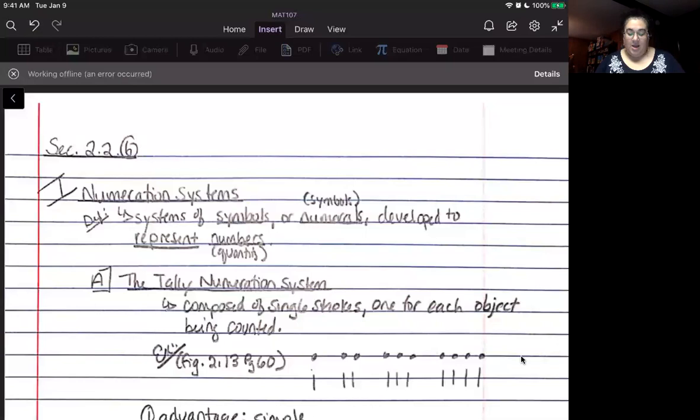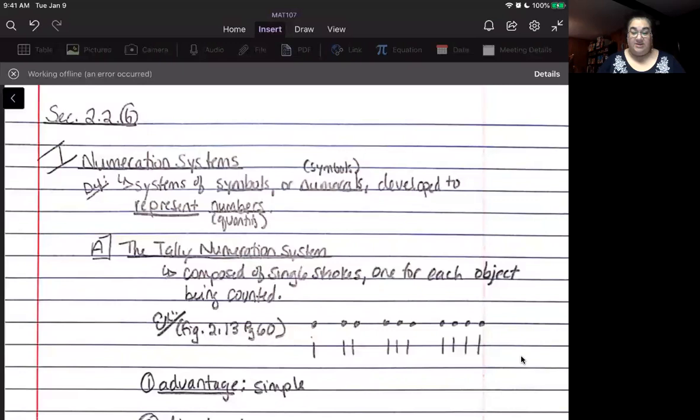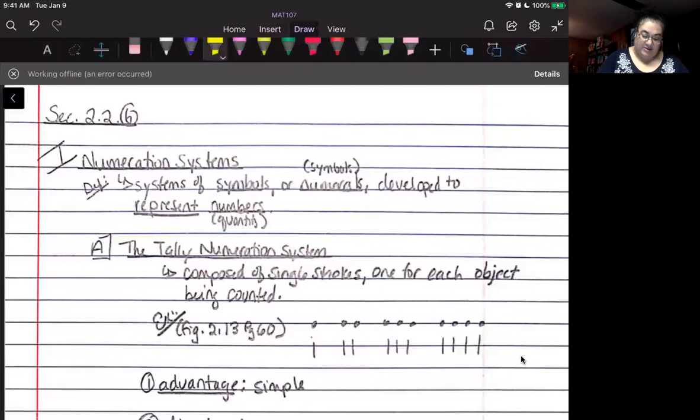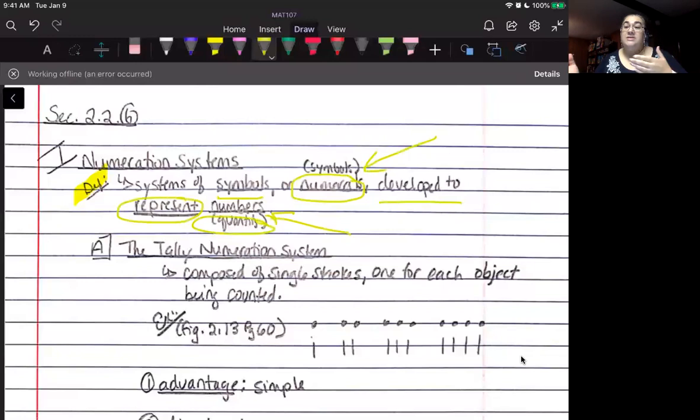There are different numeration systems, and we're only going to look at a very, very few. So let's look at the definition of what we're talking about. The definition is that a numerical system or a numeration system has symbols, or sometimes we call them numerals. Numerals is the term that I'm going to use the most to distinguish when I'm talking about the symbol versus the quantity. A numeration system has symbols or numerals that have been developed to represent the numbers, which is the word that we're going to use to mean quantity. So a different number system has different symbols that represent quantities, is another way of putting that definition.